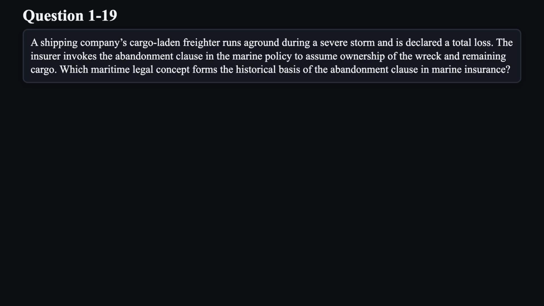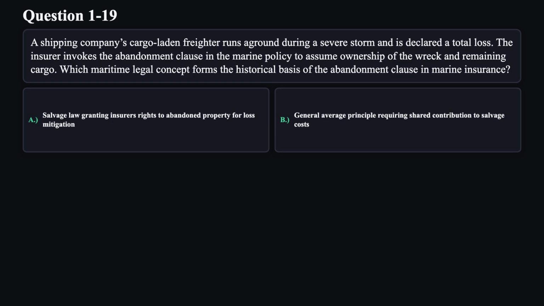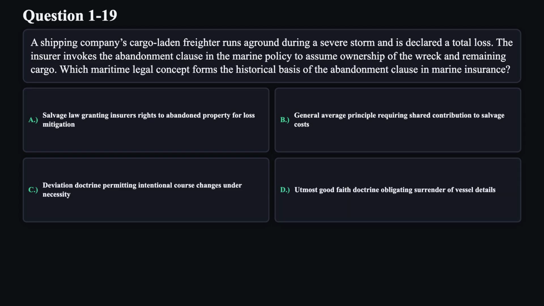Question 19. A shipping company's cargo-laden freighter runs aground during a severe storm and is declared a total loss. The insurer invokes the abandonment clause in the marine policy to assume ownership of the wreck and remaining cargo. Which maritime legal concept forms the historical basis of the abandonment clause in marine insurance? A. Salvage law granting insurers rights to abandoned property for loss mitigation. B. General average principle requiring shared contribution to salvage costs. C. Deviation doctrine permitting intentional course changes under necessity. D. Utmost good faith doctrine obligating surrender of vessel details.